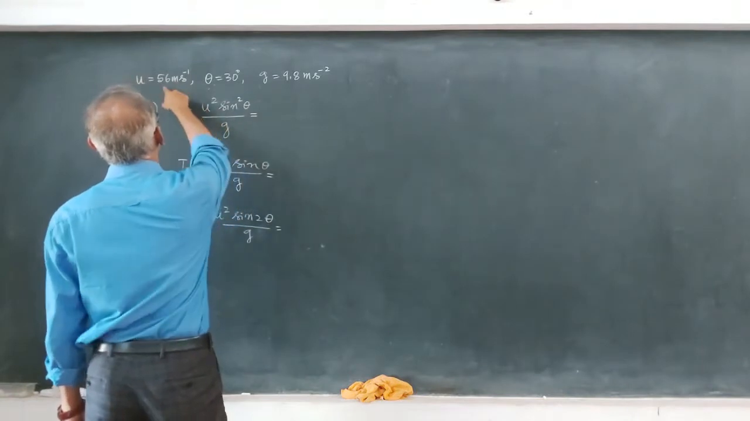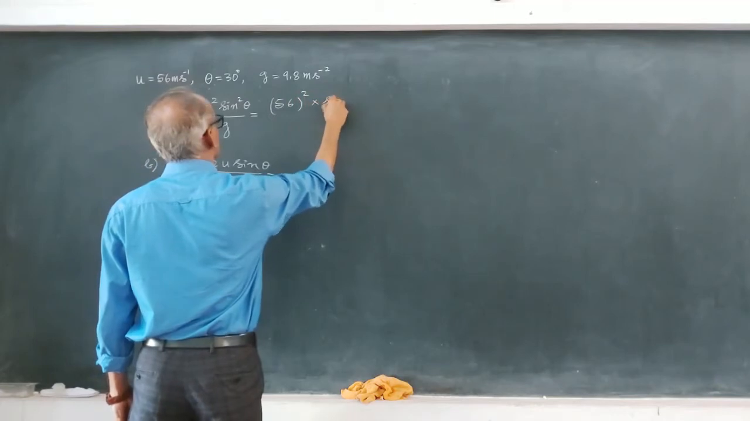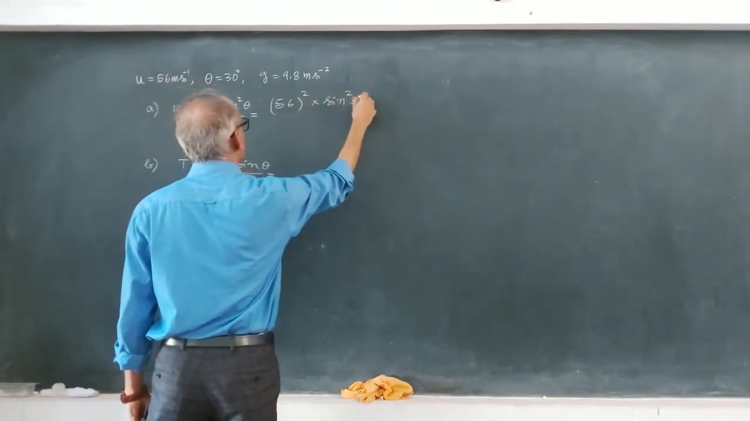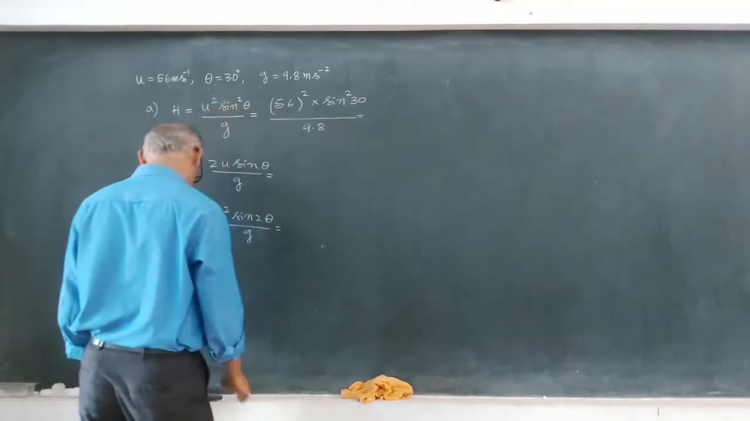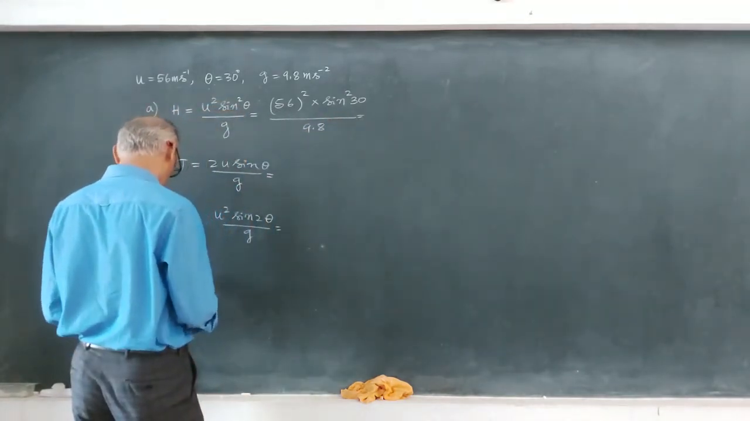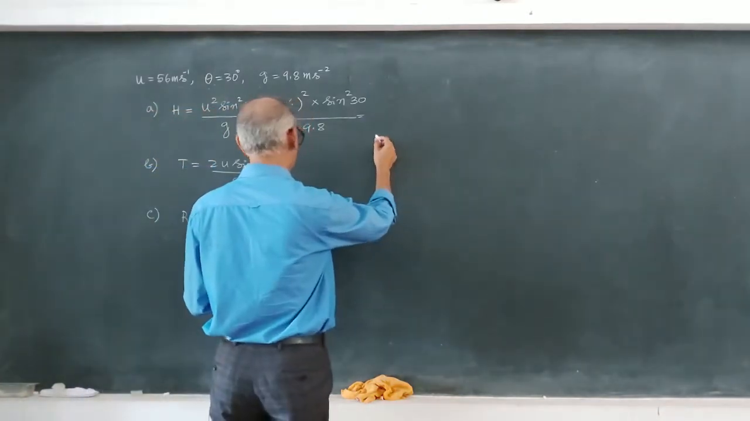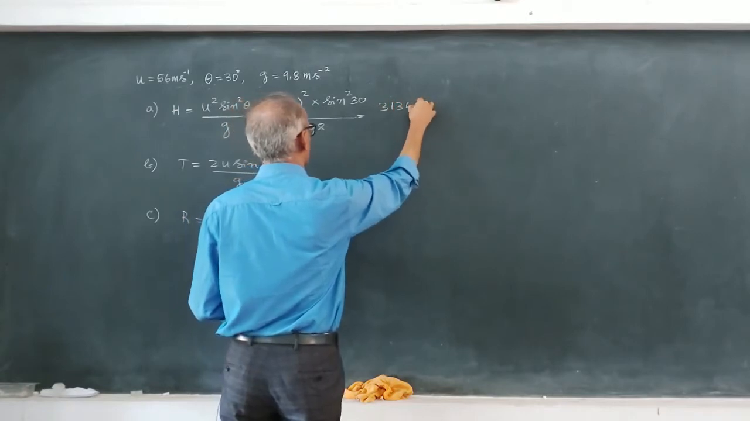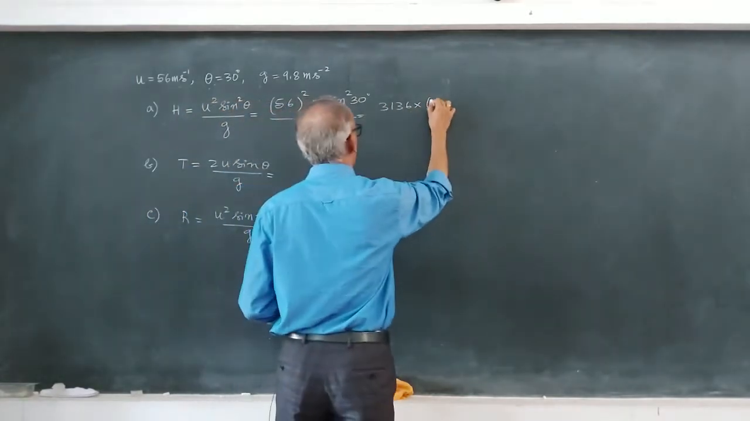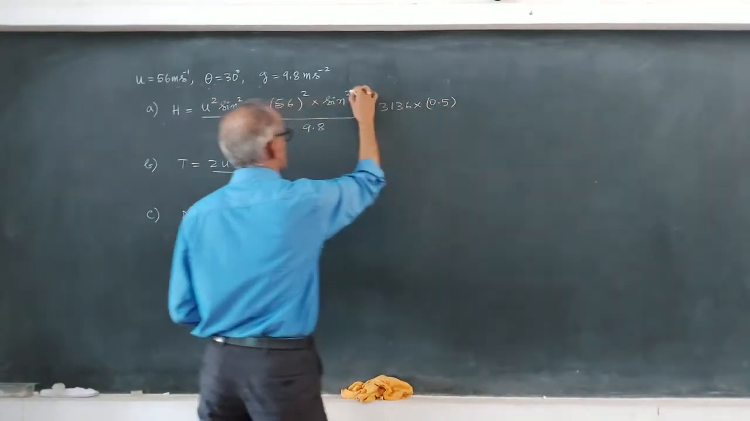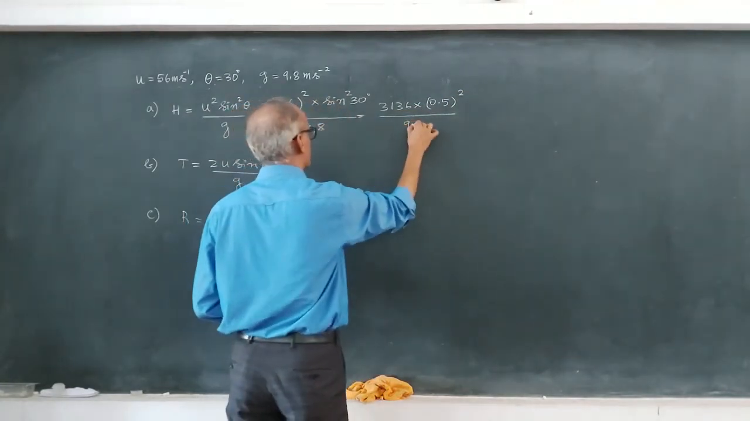So I'm going to do the substitution now. u is 56, so 56 square into sine square 30 by 9.8. First let's find 56 square using the calculator, which is 3136, into sine 30 degree. Sine 30 degree is half, 0.5, but there is a square.